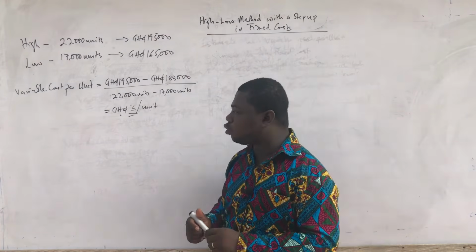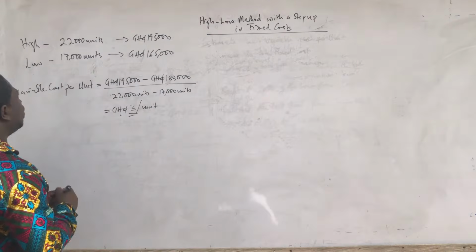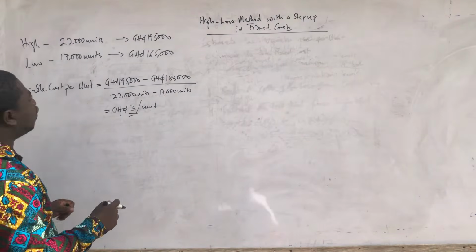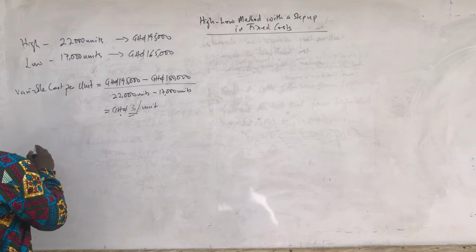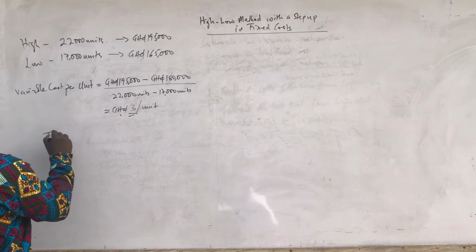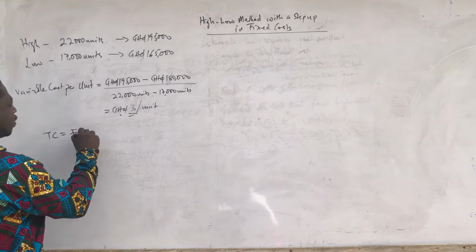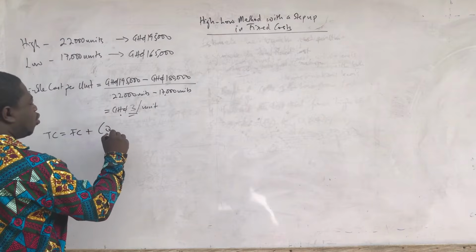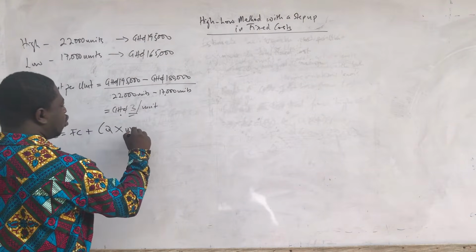So that is what we are going to do. Then I'll explain to you the reason why. And so now we have to find the fixed cost for the higher level and put it into the total cost equation. Total cost equals fixed cost plus variable cost, and we know that variable cost is quantity times unit variable cost.